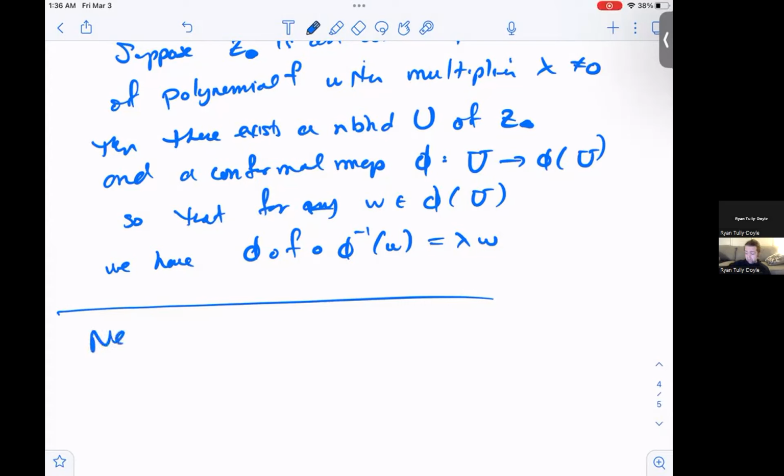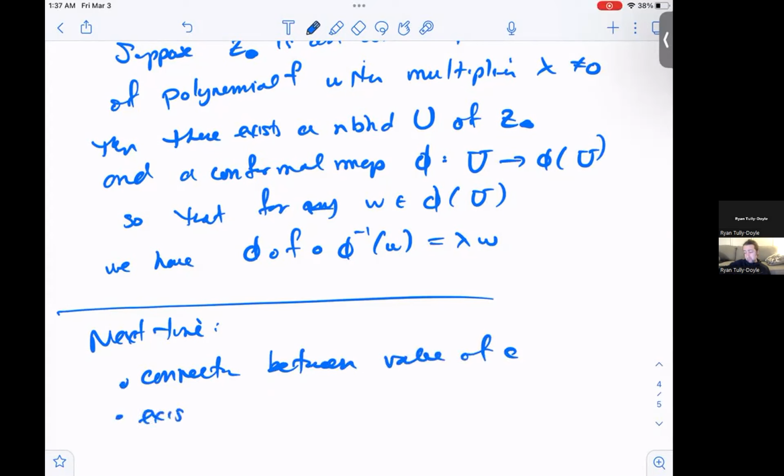So next time, we're going to look at the connection between the value of C and the existence of periodic orbits of period 1 and period 2.